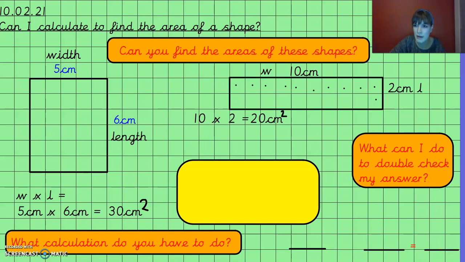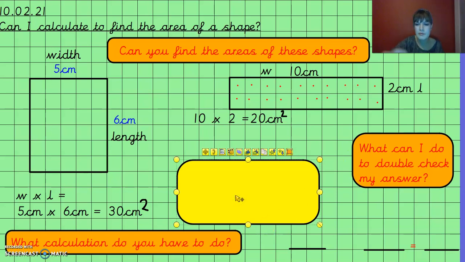Let me just rub out these ones. And I'm going to count the squares again. I'm going to use my dot method. I might use a nice red, shall I? Okay, count along with me and let's see if we got 20 centimetres squared. 1, 2, 3, 4, 5, 6, 7, 8, 9, 10, 11, 12, 13, 14, 15, 16, 17, 18, 19, 20. There we go. 20. Smashing.